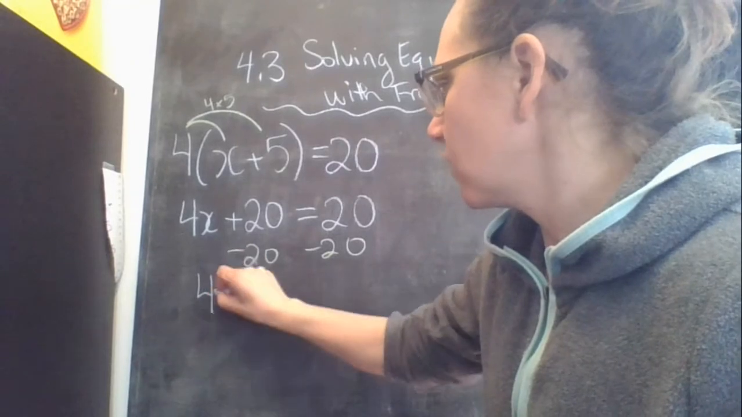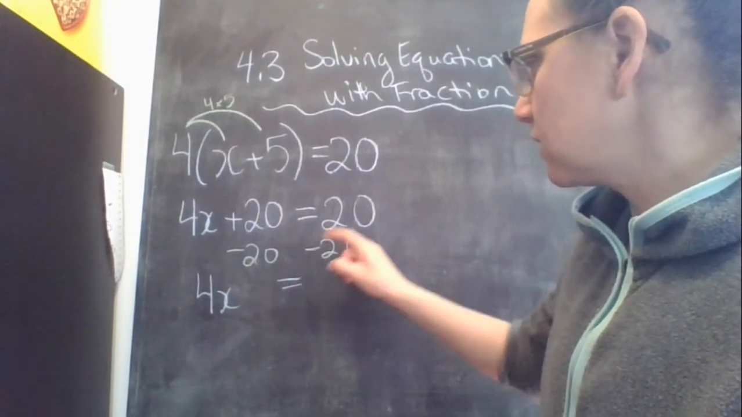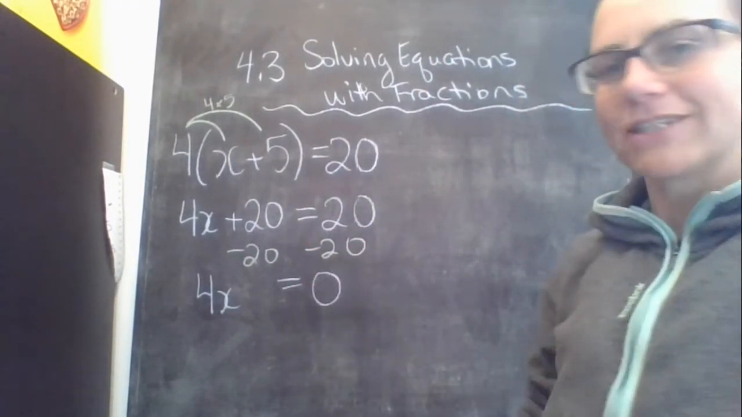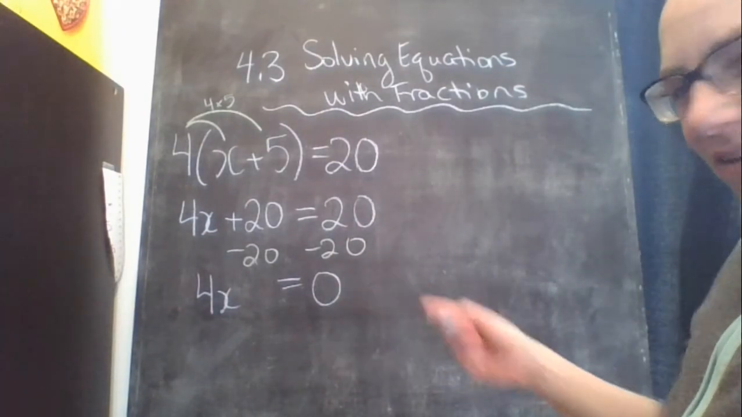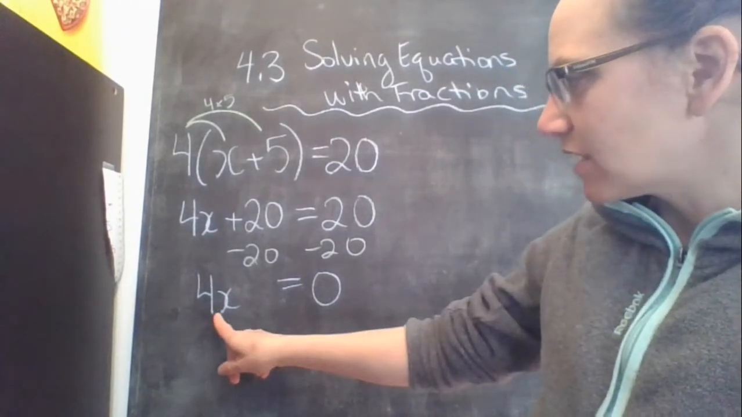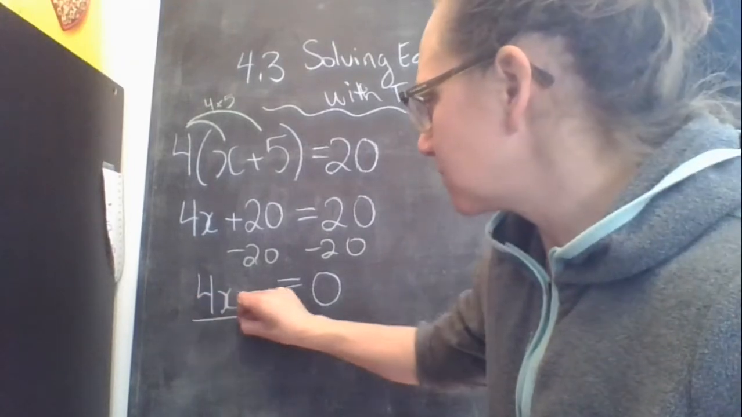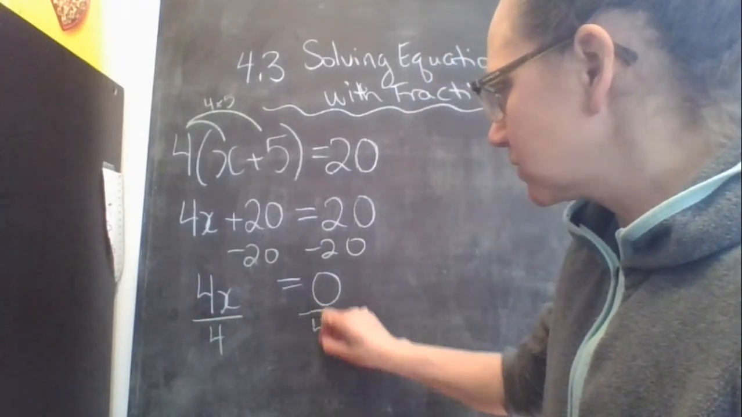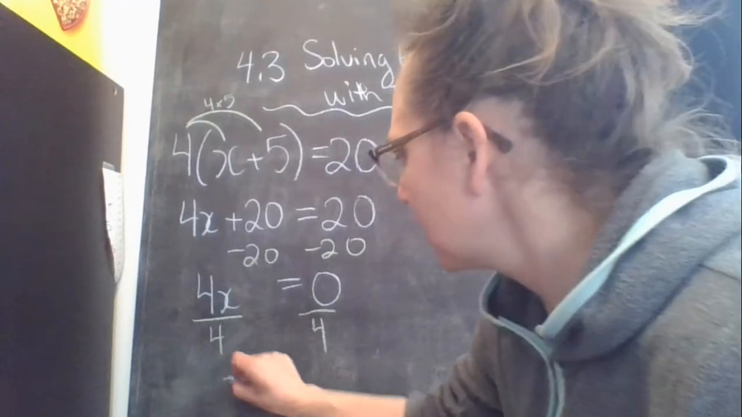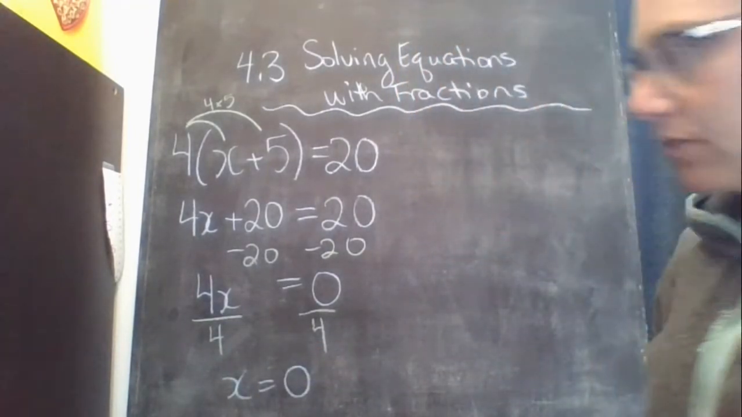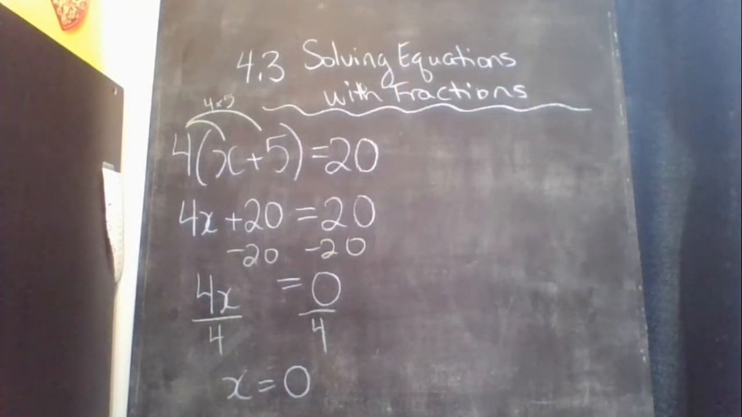So we're left with 4x. The 20 is gone. Equals 20 minus 20, which equals 0. That's allowed. When they're side by side like this, it's multiplying, so the opposite is divide. So we divide both sides by 4, and we're left with x equals 0. That's the stuff we did last class.